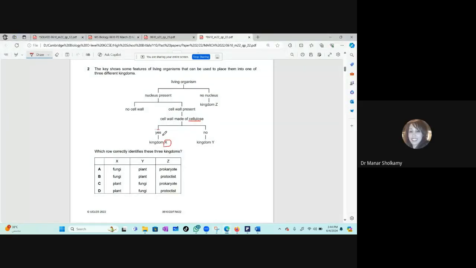Okay, let's finish this exam. Again, the cell wall is made up of cellulose. Then it is a plant or a fungi? Plant. X is a plant, so it's not A and it's not B. Now here, so it's either C or D. Now let's look at Y. It's not made up of cellulose, then it's kingdom Y. So what is kingdom Y if the cell wall is not made up of cellulose? Fungi. Okay, so they're giving you two options that are both fungi, so we will know the answer from here. Let's look at Z. This organism has no nucleus, so it's a prokaryote or a protoctist. Prokaryote. So the answer is C.